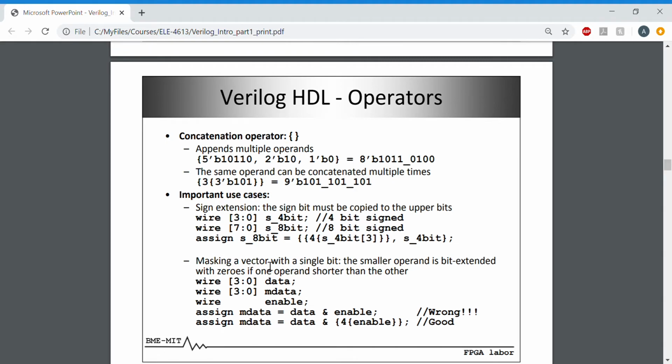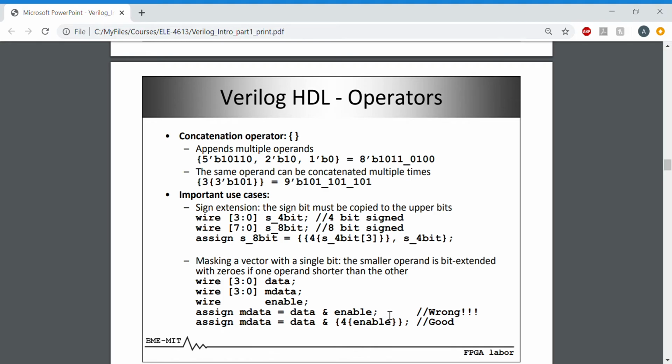The masking of a vector, right? Masking a vector with a single bit: the smaller operand is bit extended with zeros if one operand is shorter than the other. So if you have data which is a 4-bit vector, like 4 wires, you cannot say data and enable, because enable is only 1 bit. You are going to enable every bit with a repetition of 4 enables. You are taking the wire and copying it 4 times. So this is what it means.